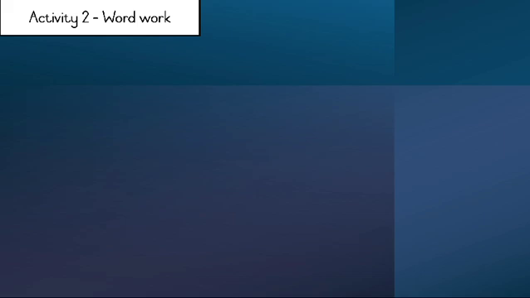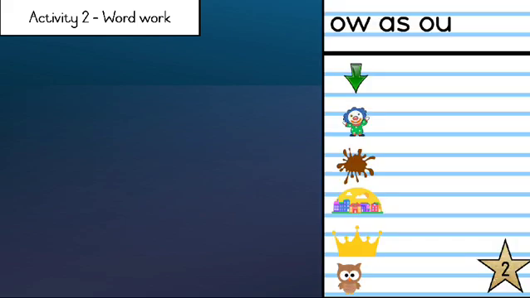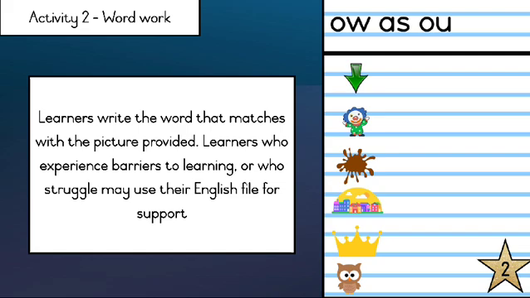Okay, so activity 2 is word work. This is just an example of what mine looks like. So the learners write the word that matches with the picture provided. The learners who experience barriers to learning or who struggle may use their English file for support.